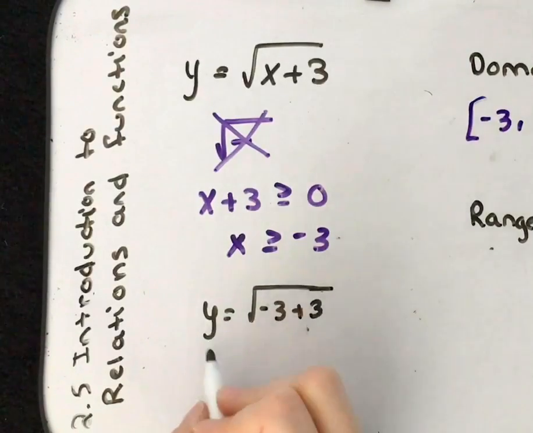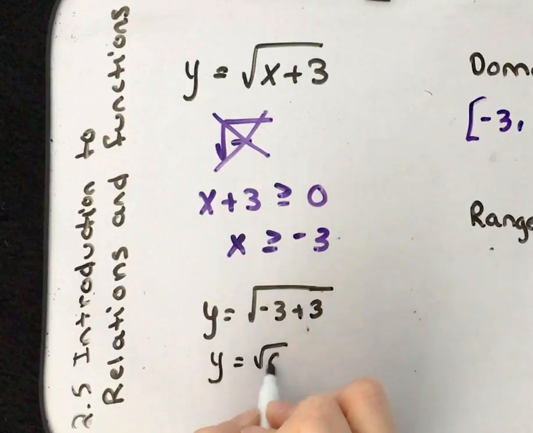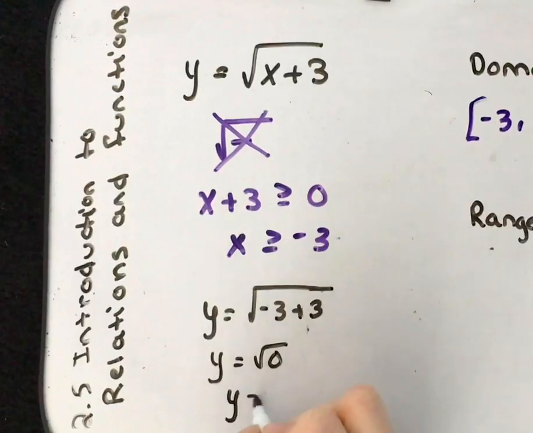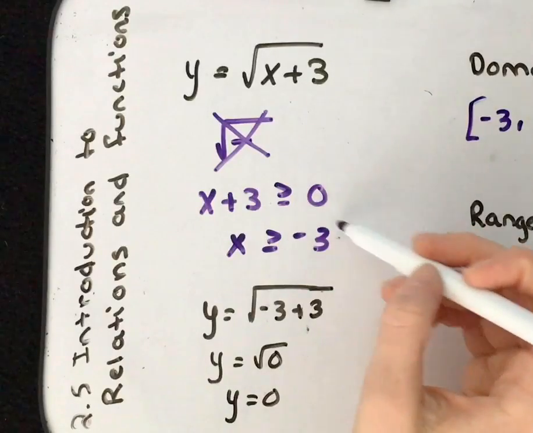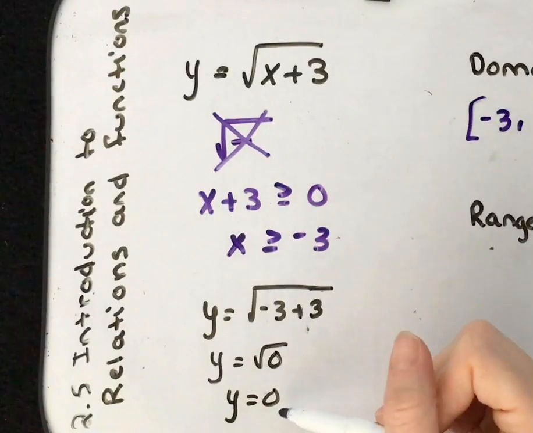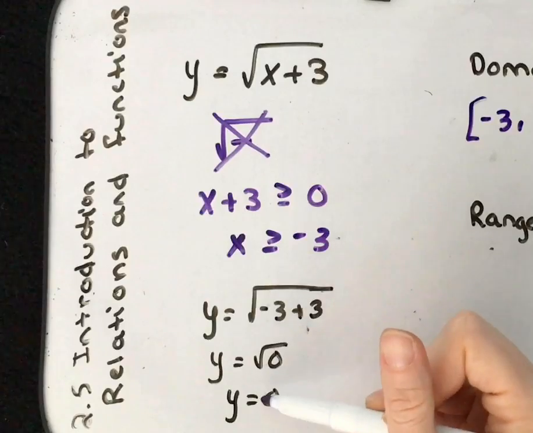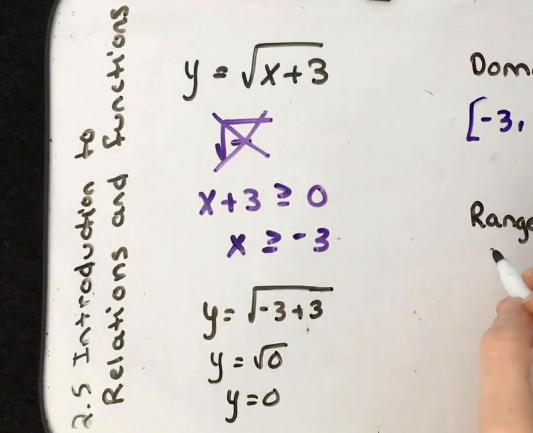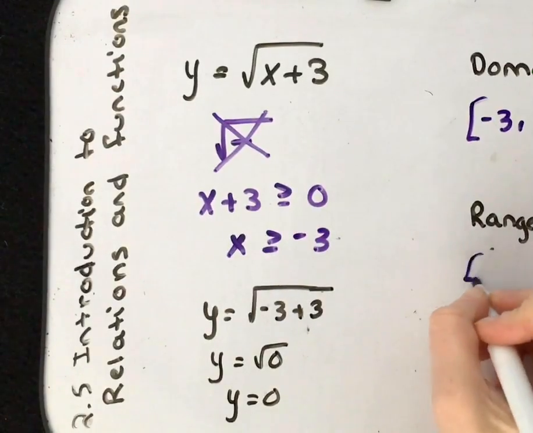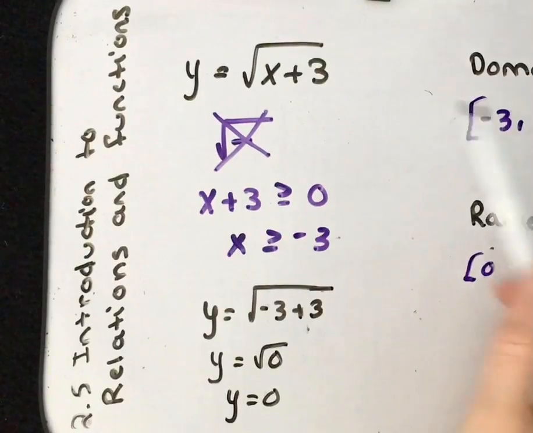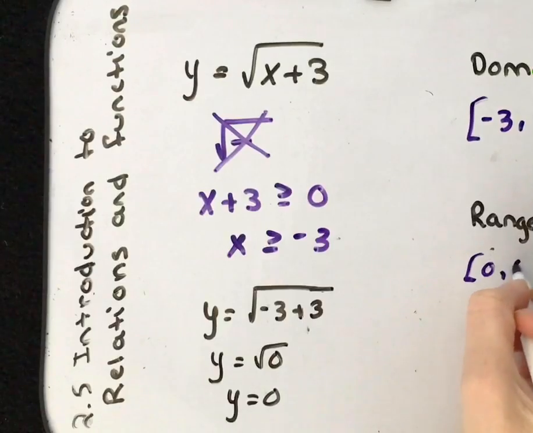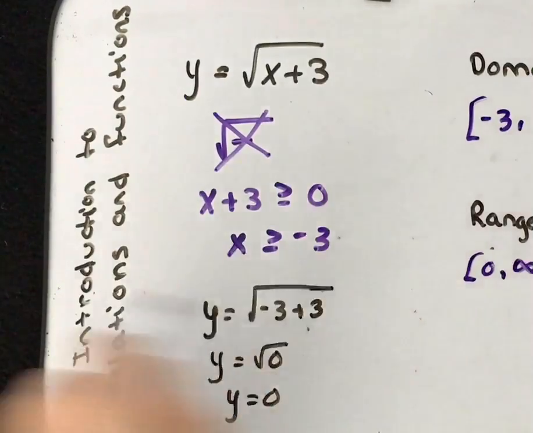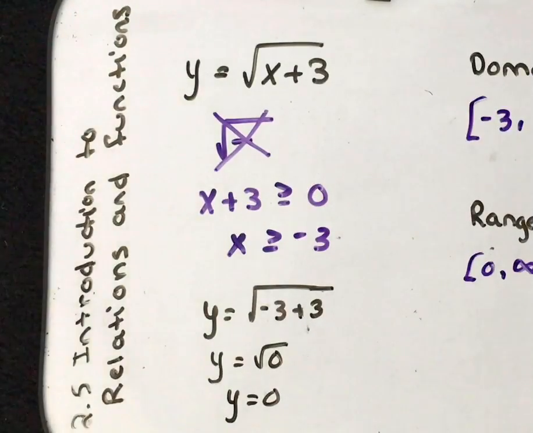So negative 3 plus 3 gives us the square root of 0. Well, that's just 0. So correlating to our negative 3 as our smallest value, when we put the negative 3 in, we get 0. So our range is going to start at 0. Now, if we were to put infinity plus 3, the square root, that's going to keep going all the way to infinity. So that would be our range.